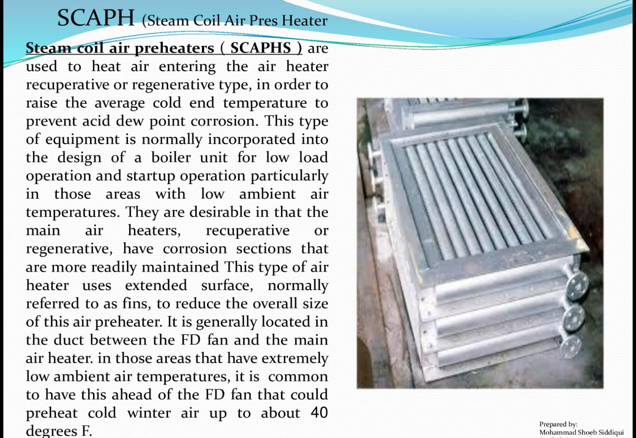This type of air heater uses extended surface, normally referred to as fins, to reduce the overall size of this air preheater. It is generally located in the duct between the FD fan and the main air heater. In those areas that have extremely low ambient air temperatures, it is common to have this ahead of the FD fan, which could preheat cold winter air up to about 40 degrees F.